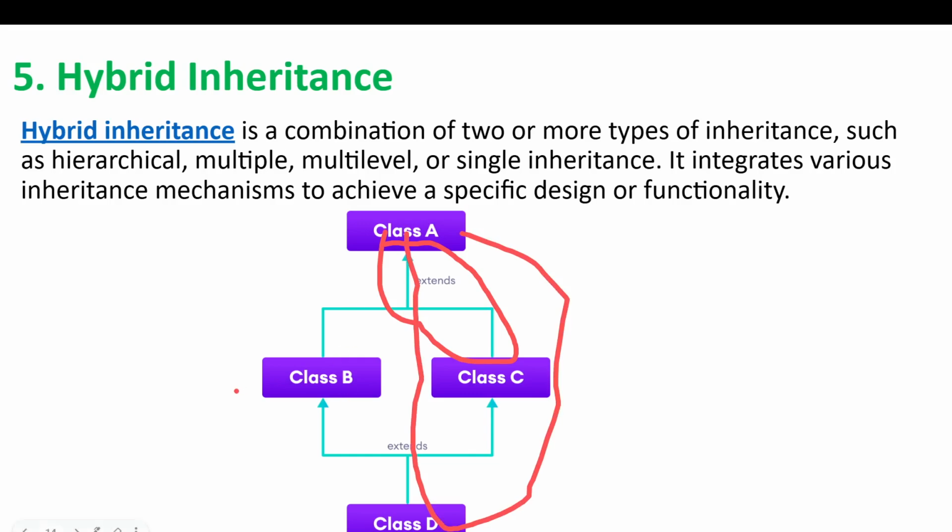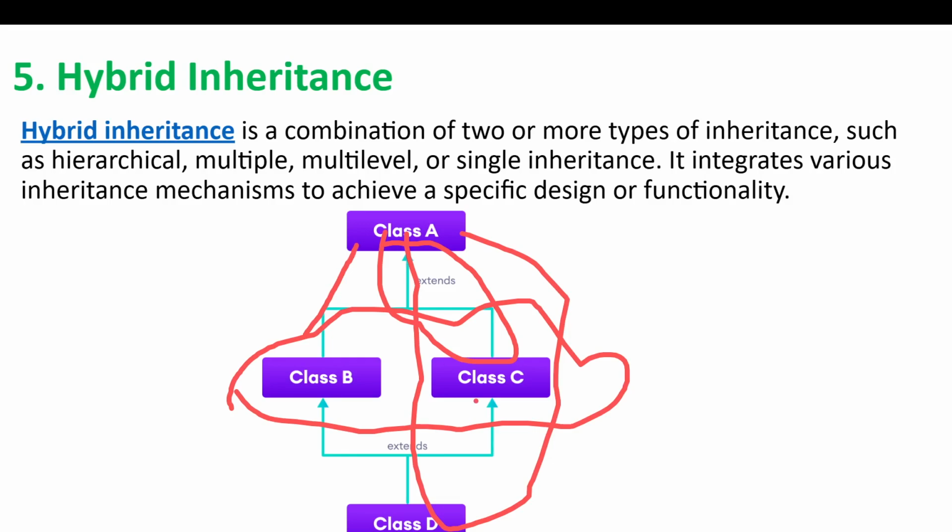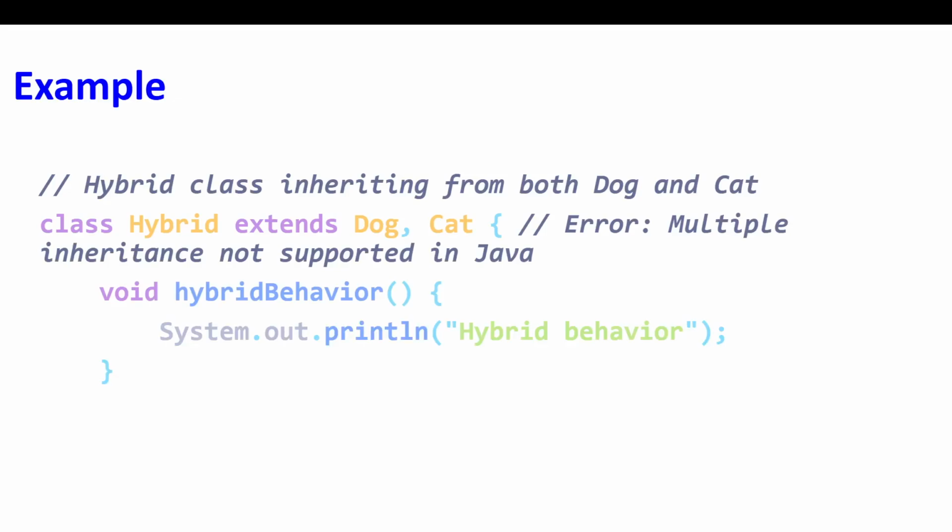Then classes B and C are derived from A. So this is called hierarchical inheritance. The combination of different types of inheritance is called hybrid inheritance. Example, hybrid is the subclass derived from the two base classes. But if you use this in Java, Java generates an error. So instead of extending two parent classes, we can use implements with the interface concept.